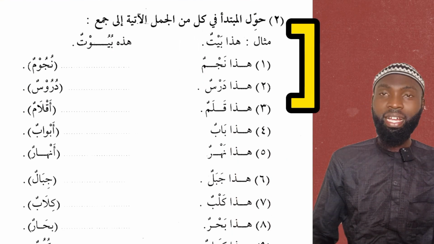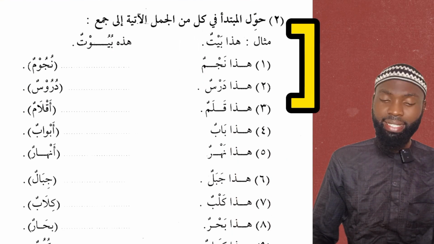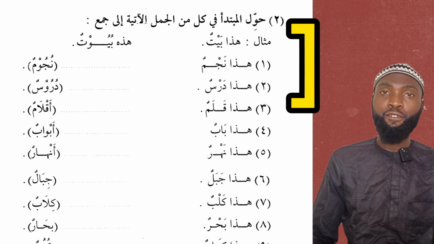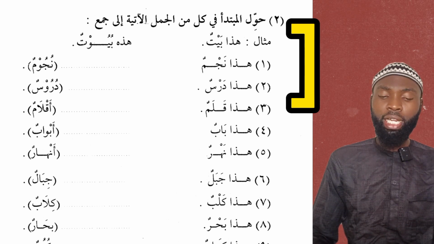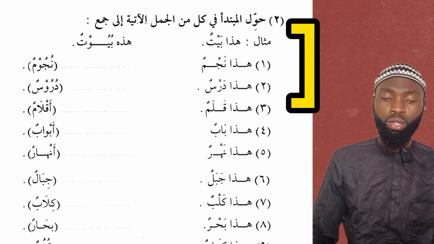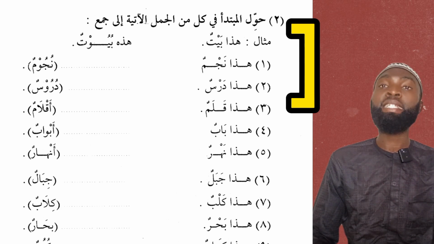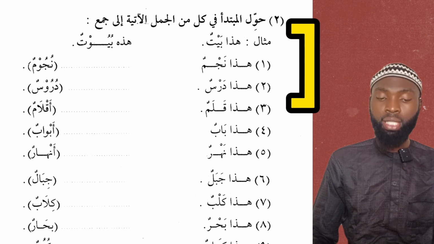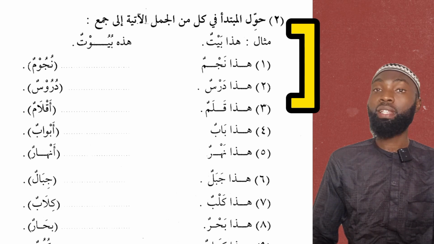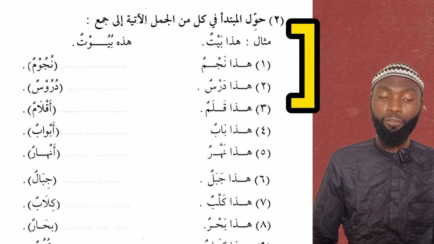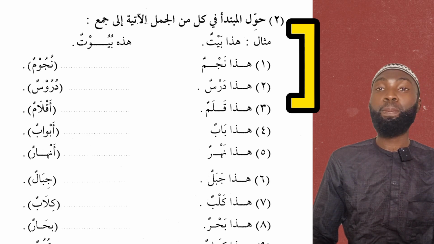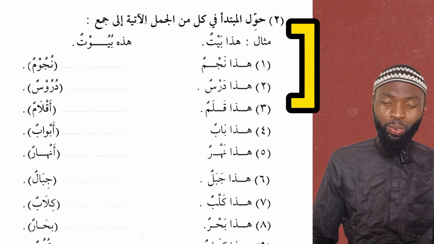Now, Tamrin Thani, exercise number 2. The instruction says, Haw-wil al-mubtada fi kullin min al-jumal al-atiya ila jam'in. That is, change the subject nouns of the following sentences into the plurals. The following sentences have their subject nouns, the mubtada, in the singular form. Now we are to change them to the plural form. Are you ready? Let's go.